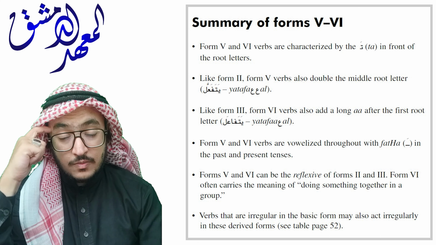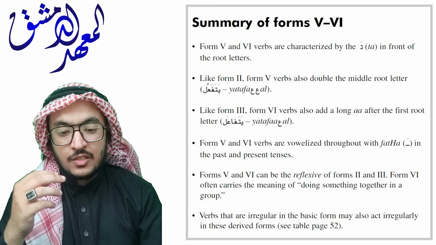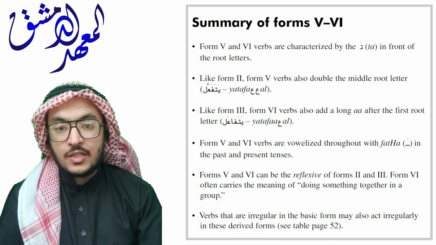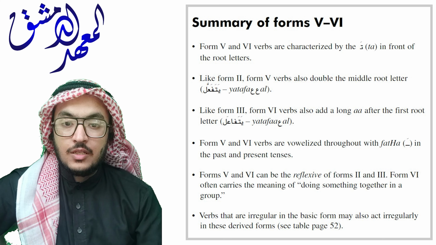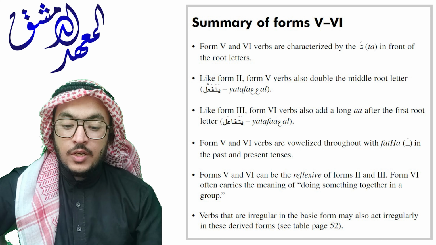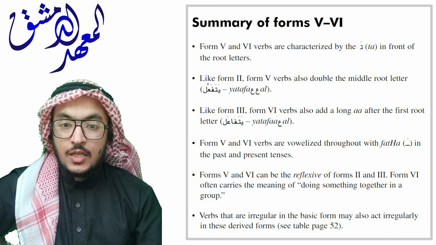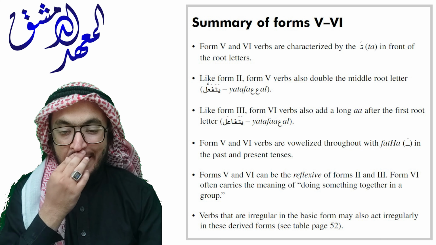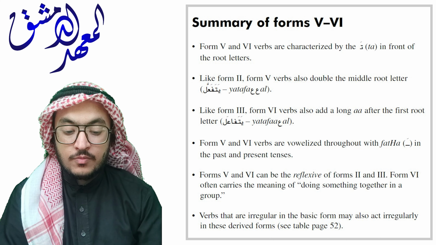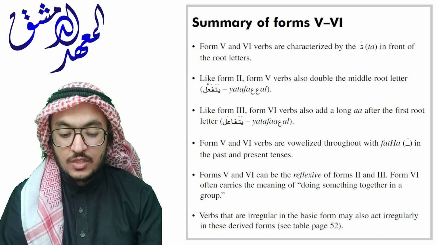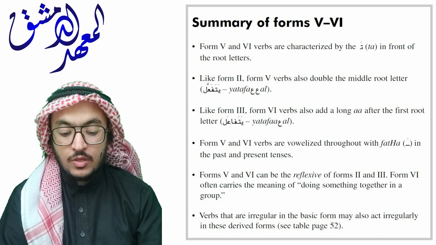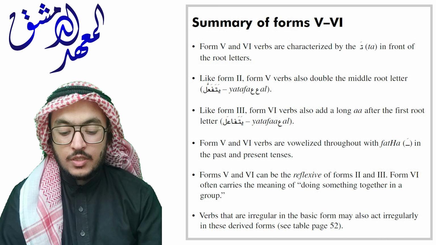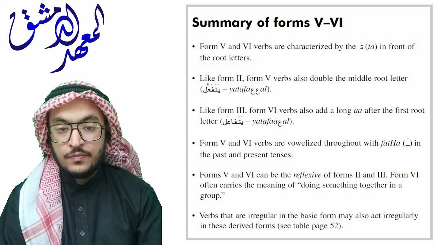So these forms, Form 5 tells that something which was already being done, it now has the meaning to do it on your own self, right? And Form 6 informs us that you are doing something together in a group. Verbs that are irregular in the basic form may also act regularly in these derived forms.